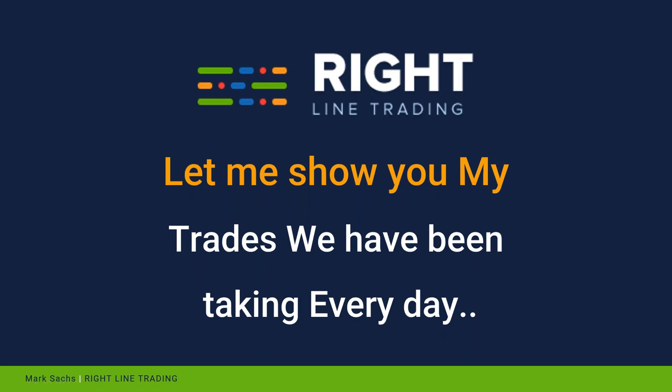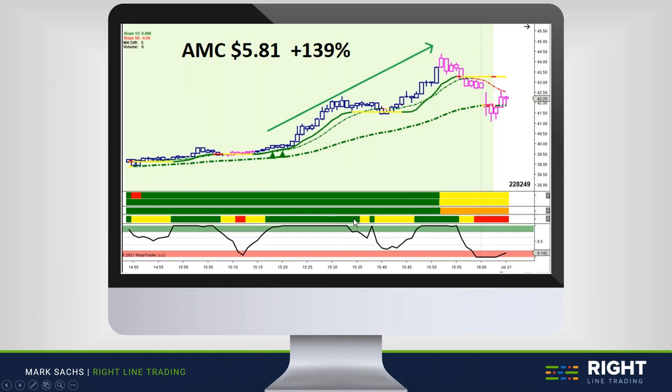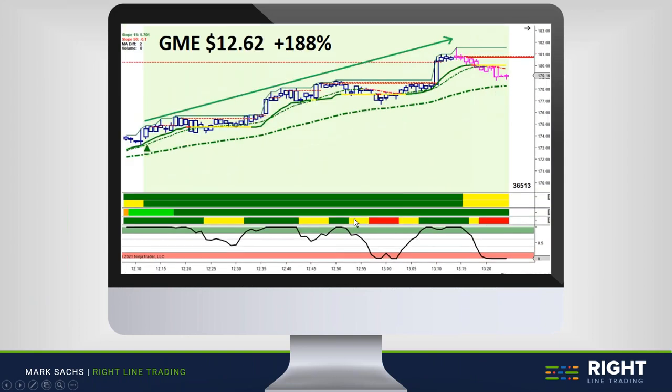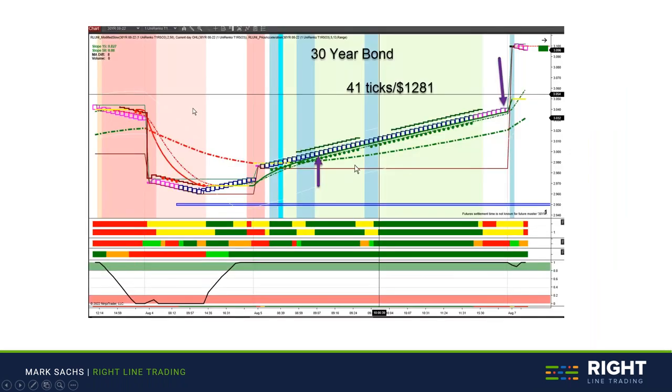Okay, but first I'm just going to show you a few shots of trades that we've taken. These are a couple option trades: AMC 139%, GME 188%, Costco 46%, Fastly 84%. Now this is a trade we took on 30-year bonds. Now 30-year bonds, okay, is $31 a tick. So we got 41 ticks on this trade.